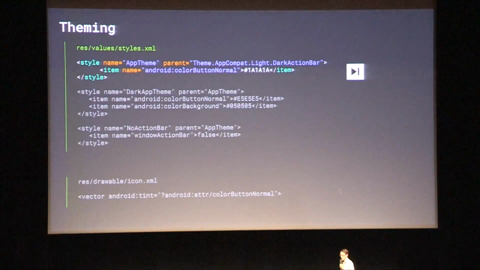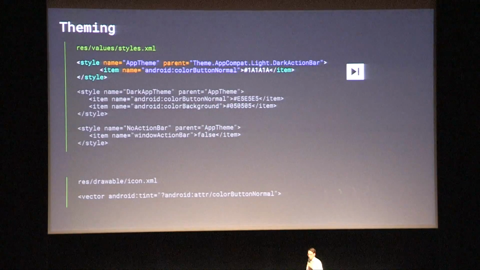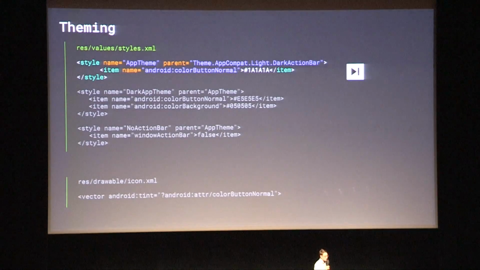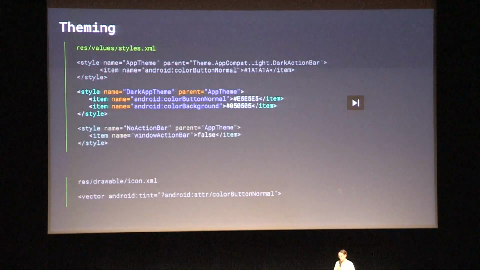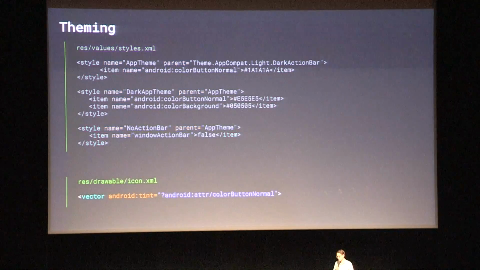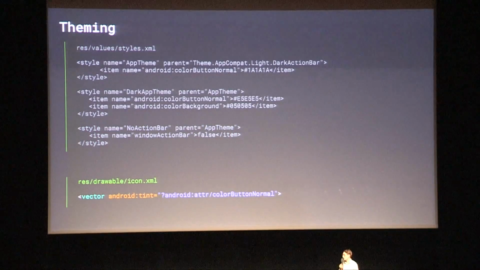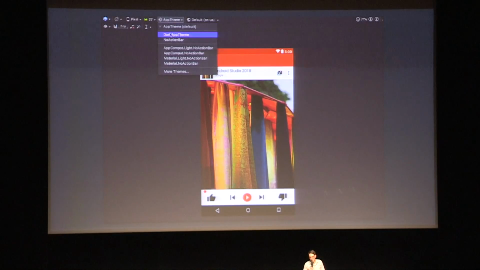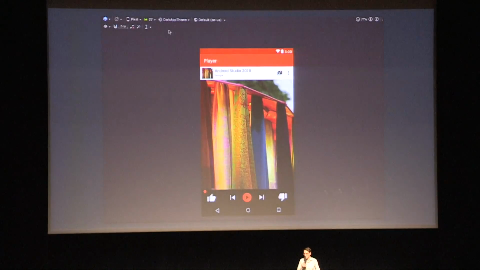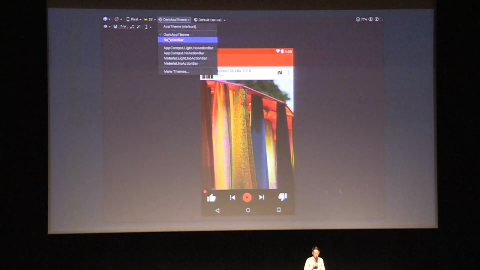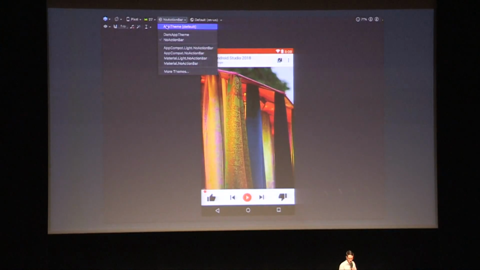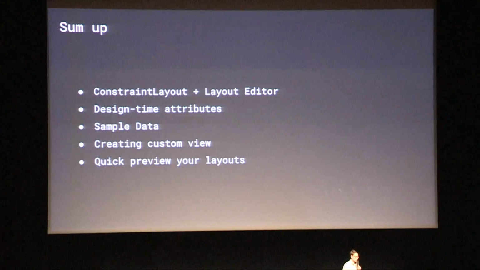Finally, if you attended the previous talk and you like to do some theming, here I created 3 different styles. One that is black on white, the other white on black, one that has no action bar. And if I use the theme attributes for the color button, I can simply switch theme in the layout editor and see how it renders in the different theme. And I will leave you with Vadim to sum it up.